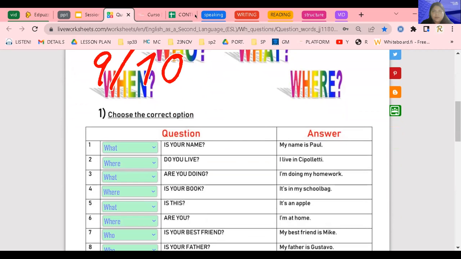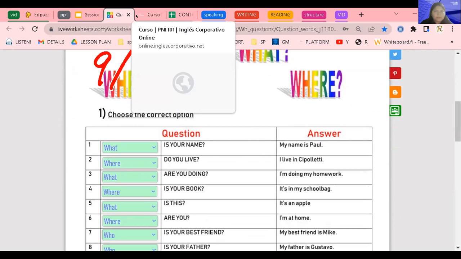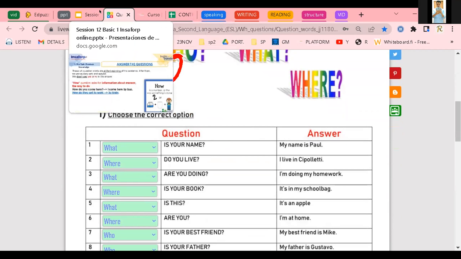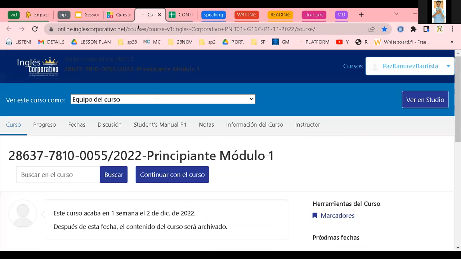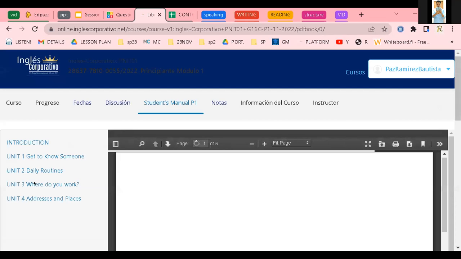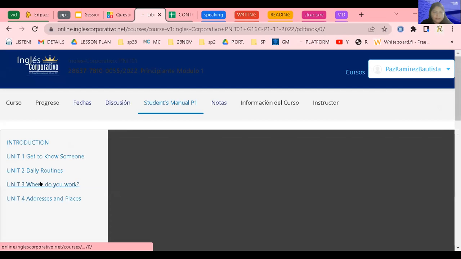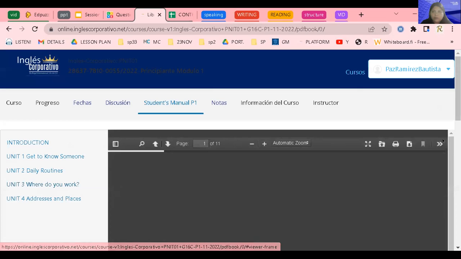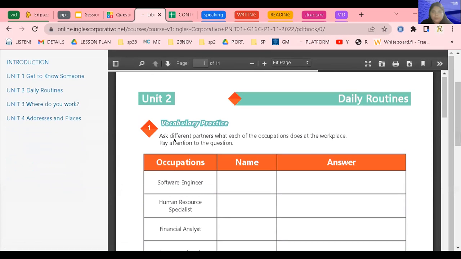Okay, so right now I'm going to continue with, well, we have 10 minutes. We're going to open the book, the manual, and let's open that here. Student manual. So we're working this week in unit number 3, guys. So we teacher, have, ¿dónde le vamos a mandar eso? Ah, you sent it through the chat.